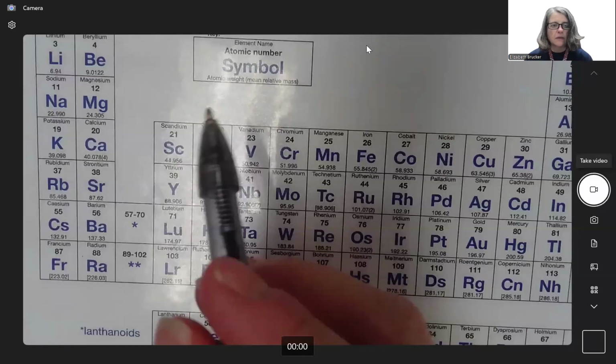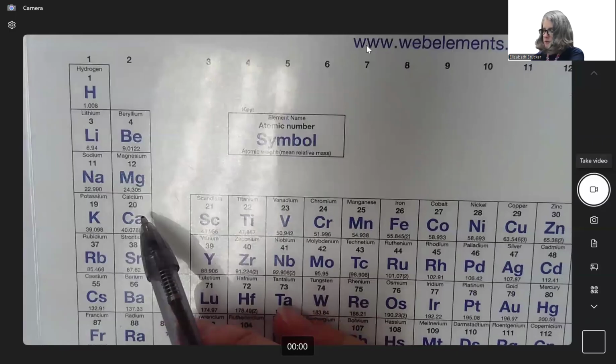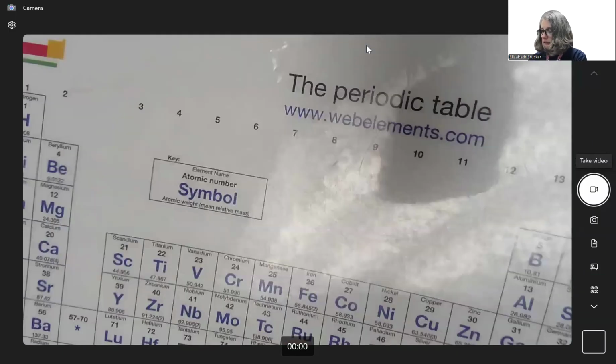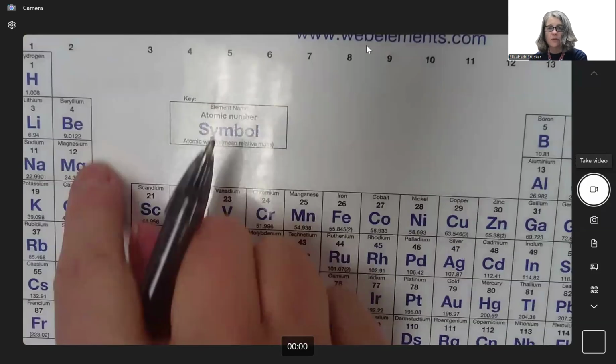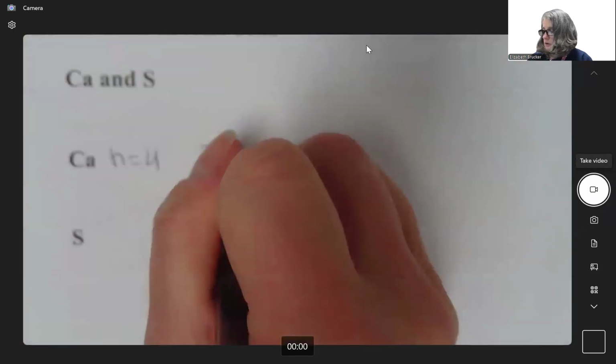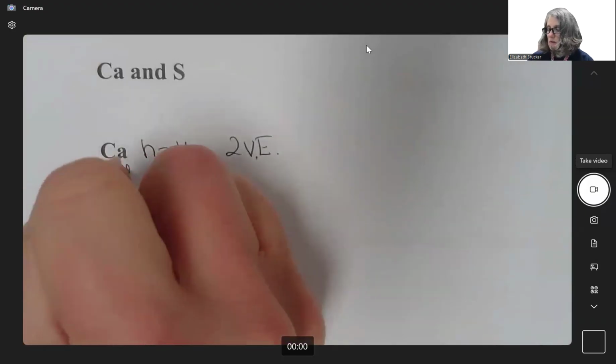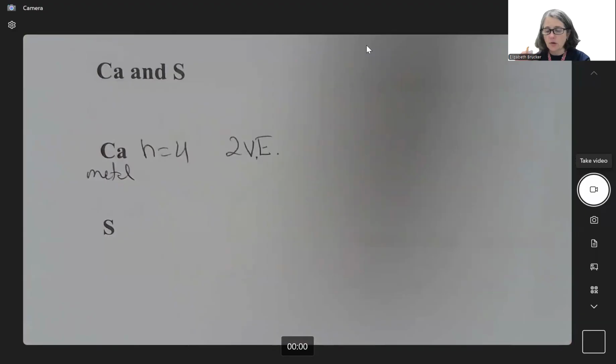So calcium is in energy level 4. So I'm going to write down energy level 4. Okay. And because it's in the second column, I am talking 2 valence electrons. So write down 2 valence electrons. And remember, this is a metal. So this is going to be the one that loses the electron.